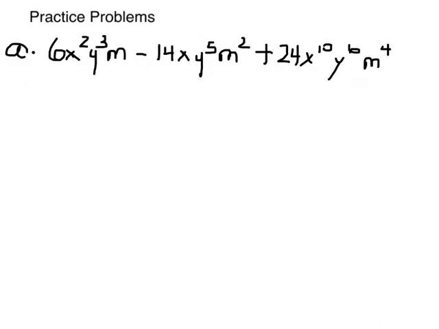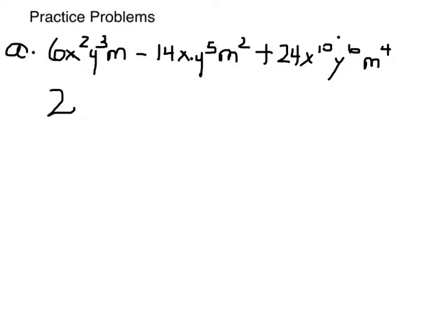Let's look at this another way also. It might be a little easier for you to understand and less time consuming, especially with these higher exponents. Let's take the numbers first. 6, 14, and 24. What is the largest number that will divide evenly into all 3 of those? We know that it's going to be 2. Now x squared, x, and x to the 10th.